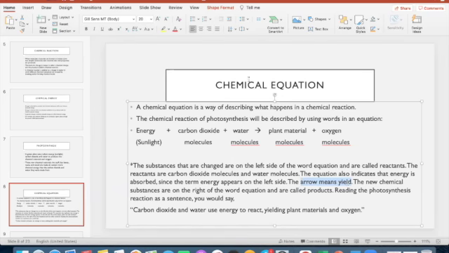If you were to read this chemical equation, it would sound like: carbon dioxide and water use energy from the sun to react and yield plant material products and oxygen molecules.